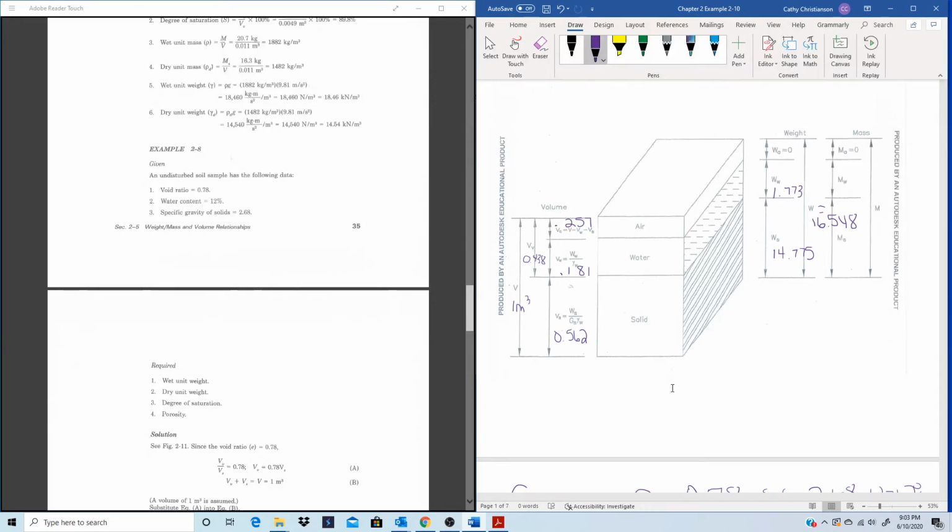So right now my V is 1 meter cubed, my VA is 0.257, my volume of water is 0.181, volume of voids is 0.438, and I would suggest writing down what you saw for each one so that I can see what numbers you're using when you're dividing, if it's ever an issue. So my WW is 1.773, my WS is 14.775, and my W is 16.548.